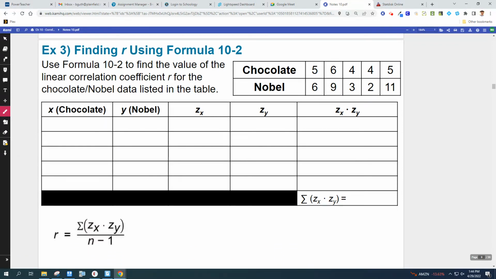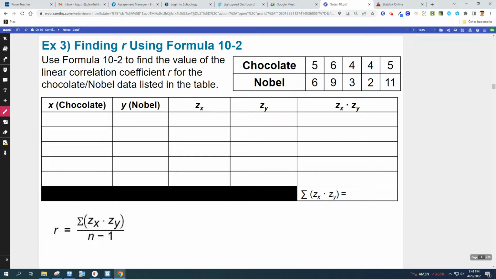Now, example 3 wants to do it again, but this time using that other formula. We already know the answer. What's the answer? 0.795. I already know that. But we're going to do it again.